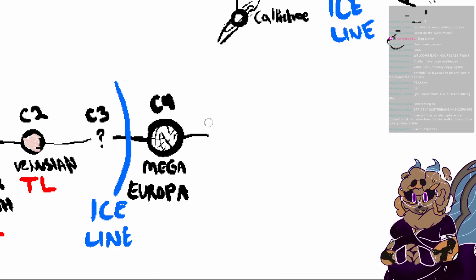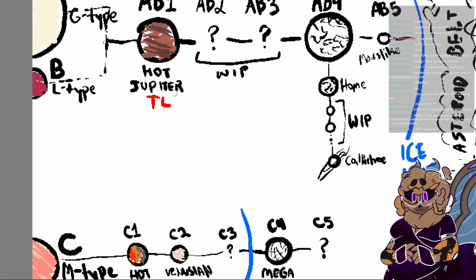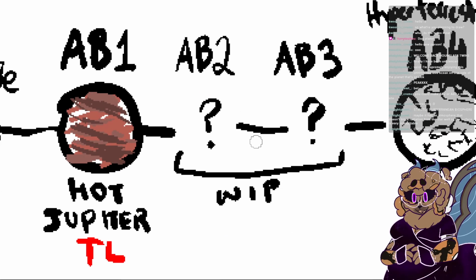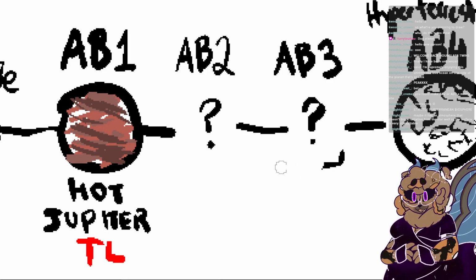Ooh, what do I want to do for this one? I'm going to leave that ambiguous for now. We'll come back to that one. But I do have ideas for AB2 and AB3 now, so I'm going to come fill these in.